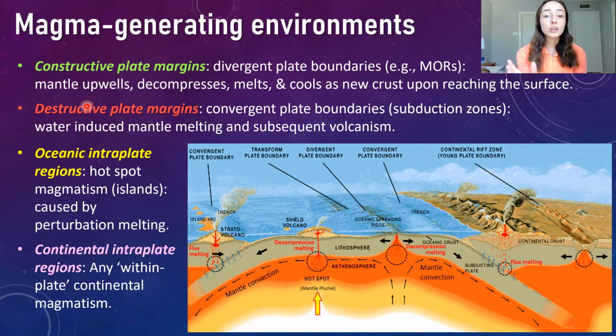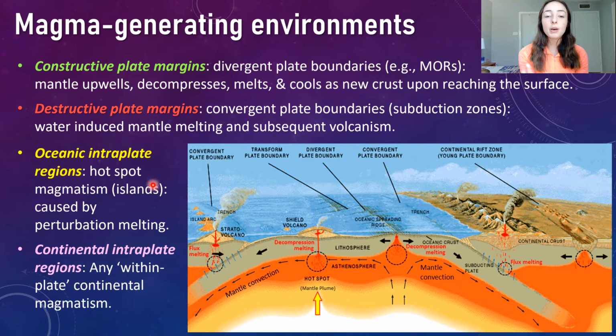The second major magma generating environment is destructive plate margins, where tectonic convergence causes subduction zones and water-induced mantle melting. Like we talked about, water induces the melting of magma because it lowers the melting temperatures of rocks, and you get this subsequent volcanism at those subduction zones.